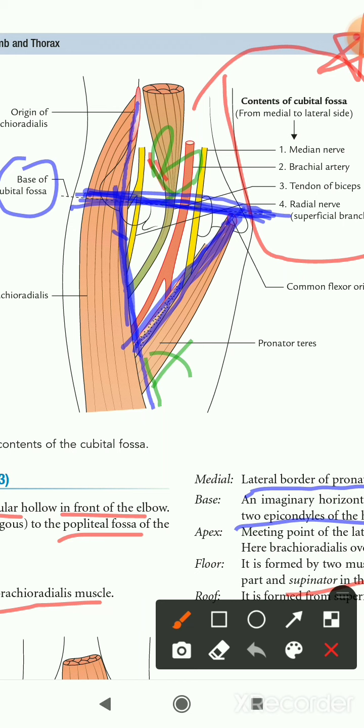So we have to remember these contents from medial to lateral side. Okay, so what are the structures from the medial to the lateral side in the cubital fossa? Number one is the median nerve, this yellow structure, then the brachial artery, then the tendon of the biceps brachii. This is the biceps brachii muscle. So this is the tendon of the biceps brachii, and the last one is the radial nerve. This is the radial nerve.